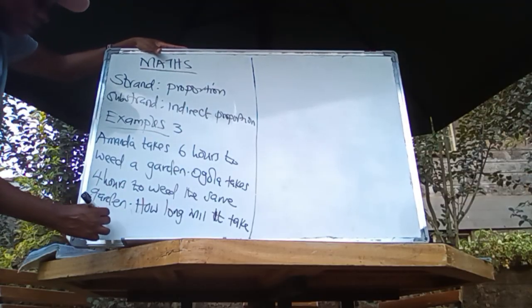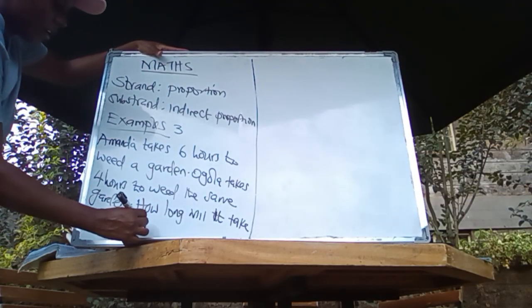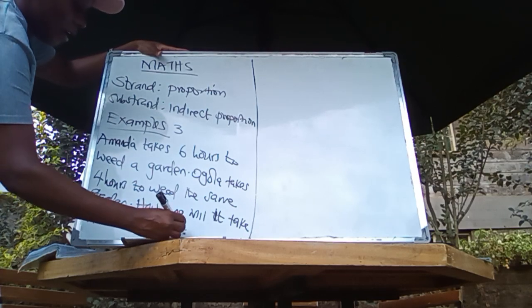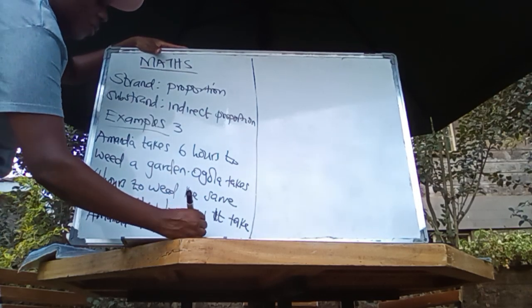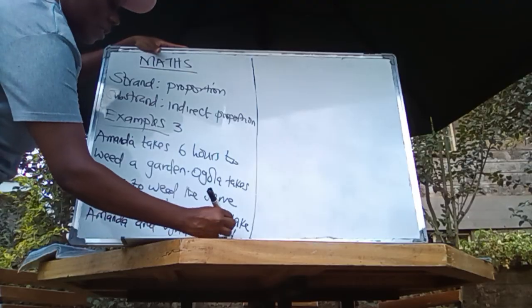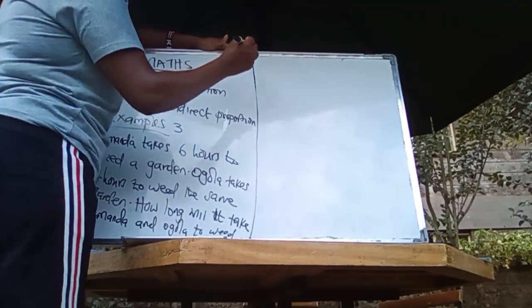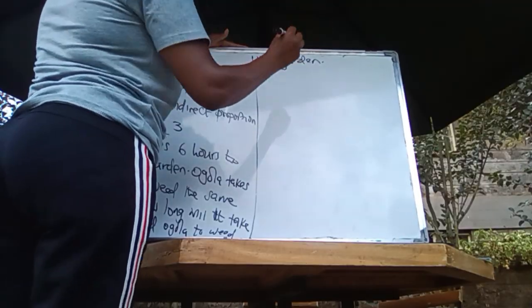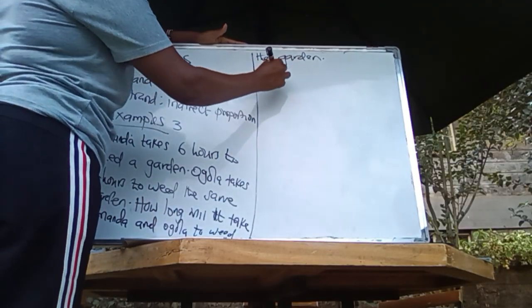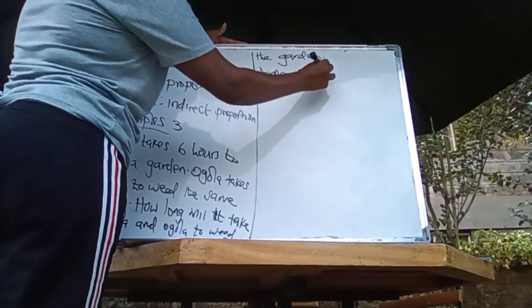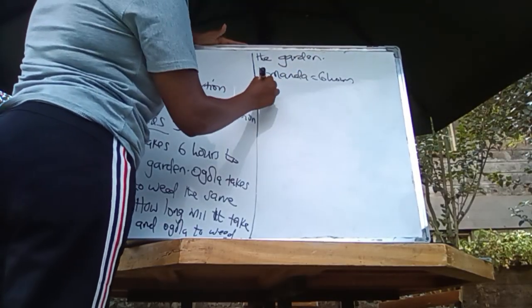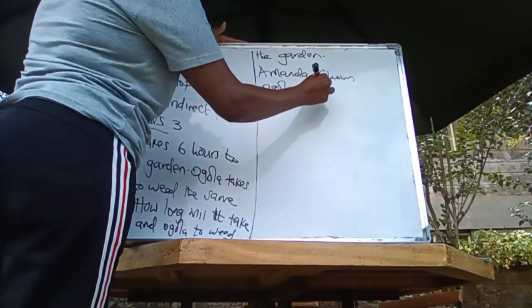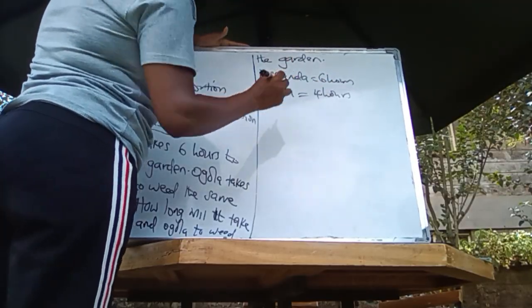Amada and Ogola to weed the garden together. Are we together? First of all, write Amada: 6 hours. Ogola: 4 hours.